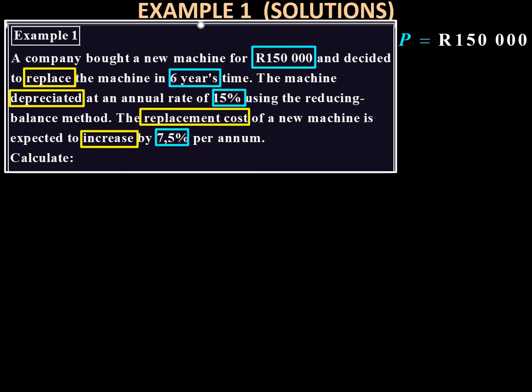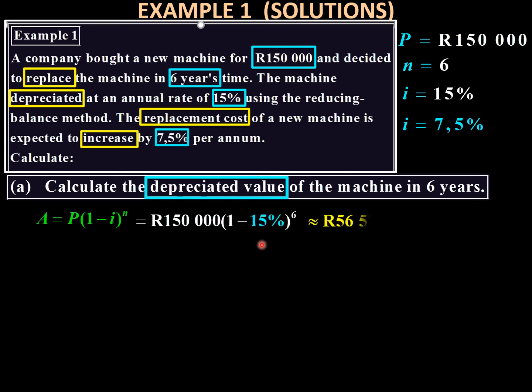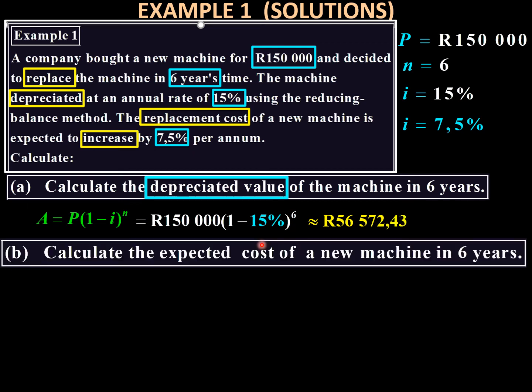Those are the values that we extracted. P is equal to 150,000. There's going to be 6 years. The depreciation is at 15% and the inflation is at 7.5%. I put them in two different colors so we don't get mixed up. For the depreciated value, I use my reducing balance formula. Substitute the 150,000 and be careful to put the correct percentage in there. In this case, it's 15% to the power 6. And we get that amount is 56,572 rand and 43 cents.